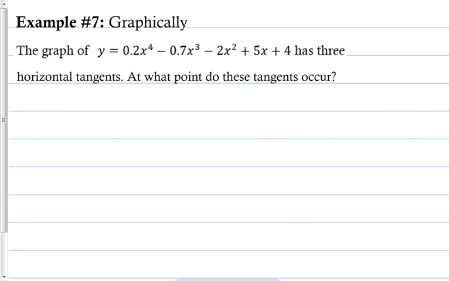All right, example 7 is basically what we just did. The words are different, but I want to do this graphically because in this class you do have to know how to read a graph and do things with the calculator in the graph. So the graph of y, and you see that really long equation, has 3 horizontal tangents. So there are 3 places where the slope is 0. At what points do these tangents occur?